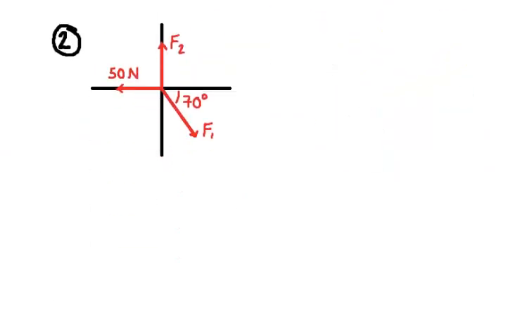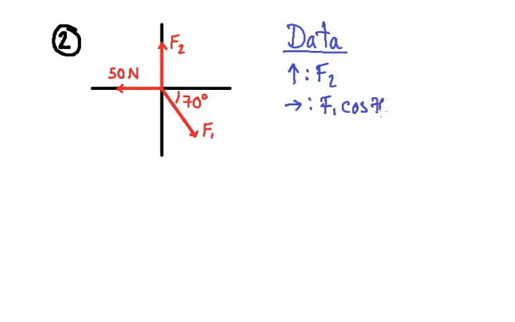Let's solve exercise number 2. In this case, the forces are in kind of different positions. So let's do the usual thing. We're going to find the data first. What is the data for this exercise? Well, the data for this exercise is that the upward force is F2. The right-sided force is F1 cosine of 70. The downward force is F1 sine of 70. And the left-sided force is 50 newtons.